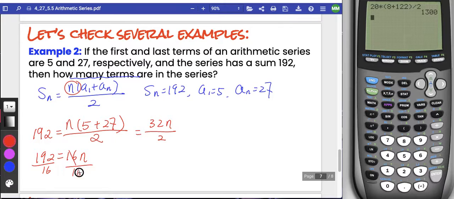So which is going to be 12. Again, you can always check the answer by using a calculator. 192 divided by 16. Okay, so the answer is 12, which means how many terms here is 12 terms. 12 terms in this series.